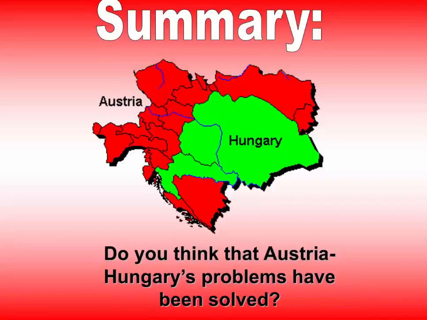But do you think that Austria-Hungary's problems have been solved by the creation of this dual monarchy? So think about that, and think about how all of this in the end is going to lead up to World War I.